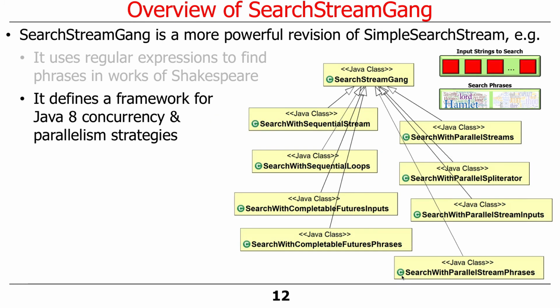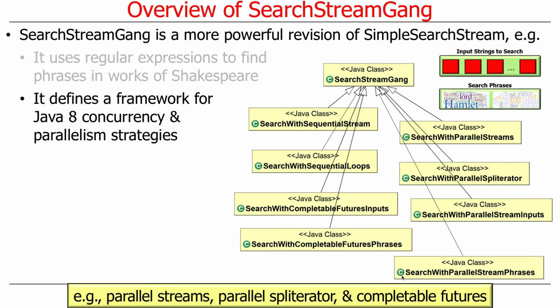Under the hood, there's a whole bunch of concurrency and parallelism strategies used in this implementation. You can see here we have about eight of them or so, and that's actually more because there's all this RxJava stuff. So it illustrates sequential streams, parallel spliterators, completable futures, and so on.